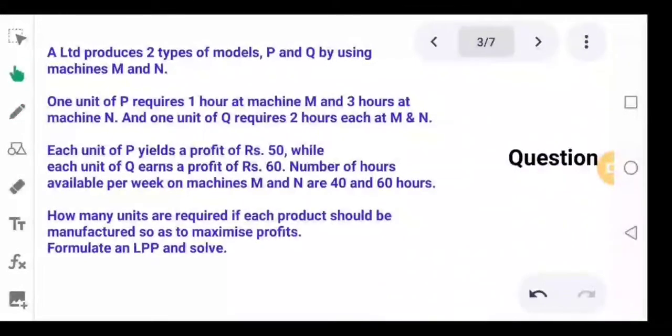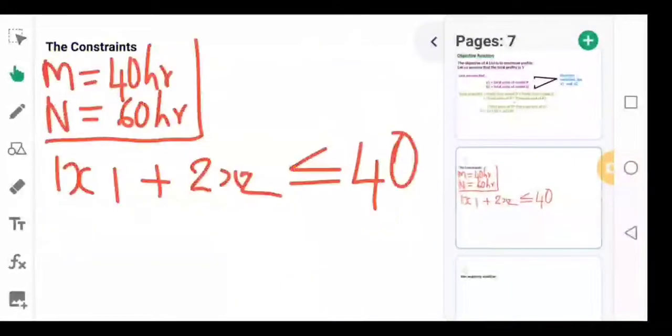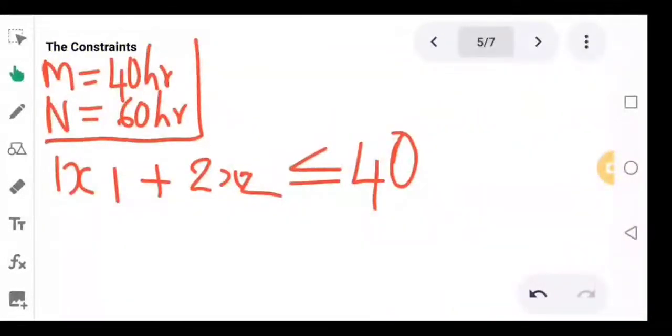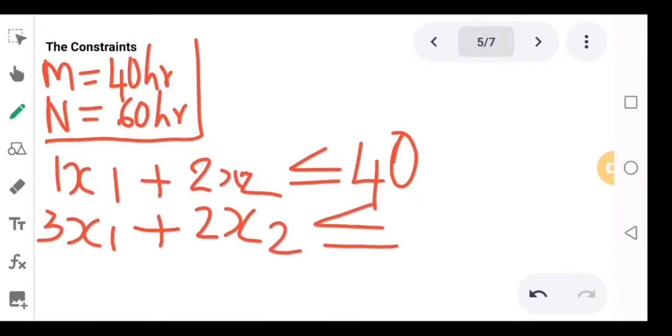Okay, the next thing which is given is 1 unit of P requires 3 hours at machine N, and 1 unit of Q requires 2 hours at machine N. So 3 hours and 2 hours at machine N. With respect to N, we are going to write down now 3 hours and 2 hours. So 3x1 plus 2x2 will be less than or equal to 60. This is the equation. I'll explain how this came again.